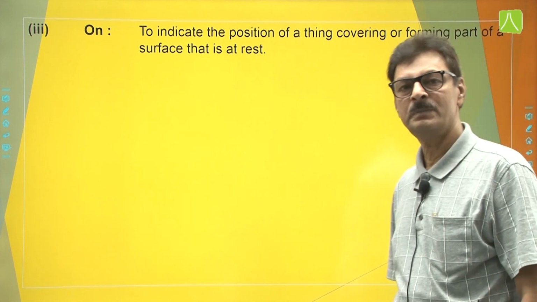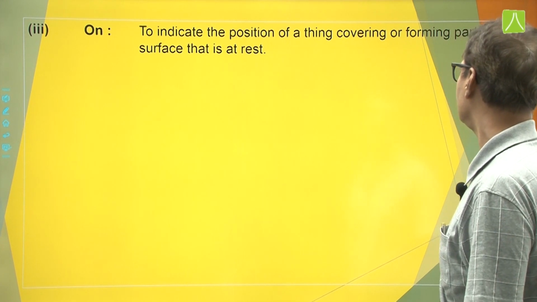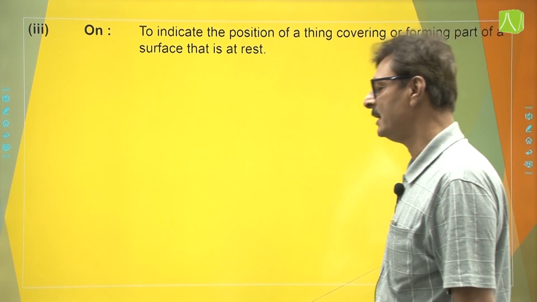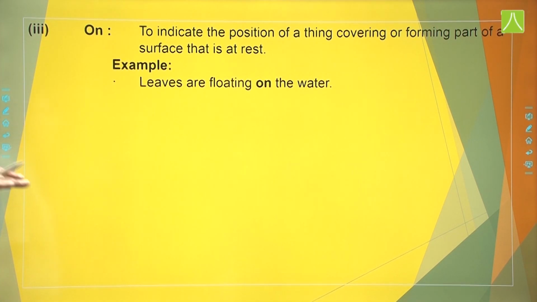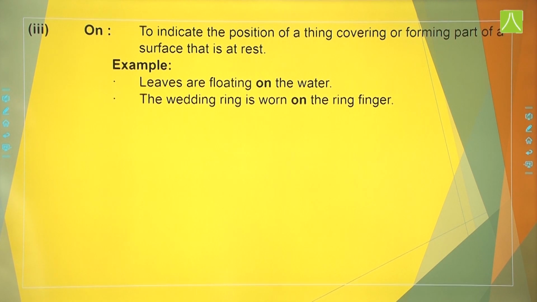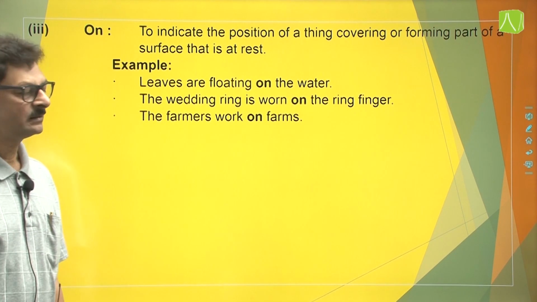The usage of the preposition on for time or space. To indicate the position of a thing covering or forming part of a surface that is at rest. Examples: leaves are floating on the water. The wedding ring is worn on the ring finger. The farmers work on the farms. So it shows the position on the surface that is at rest.